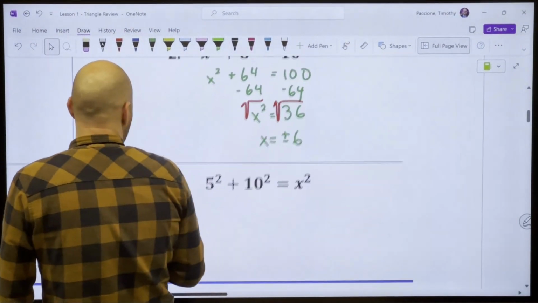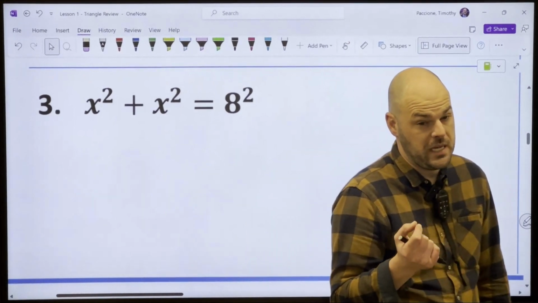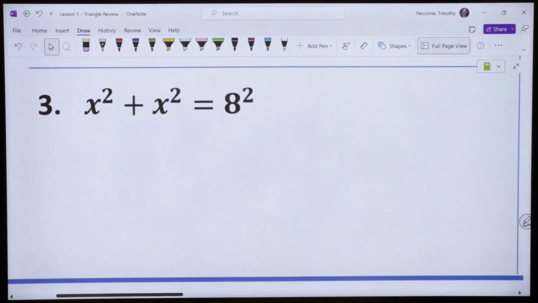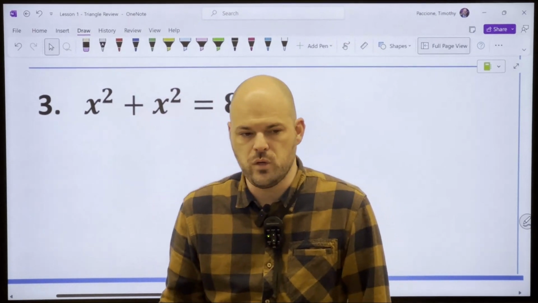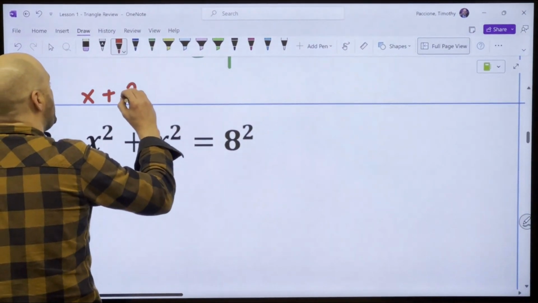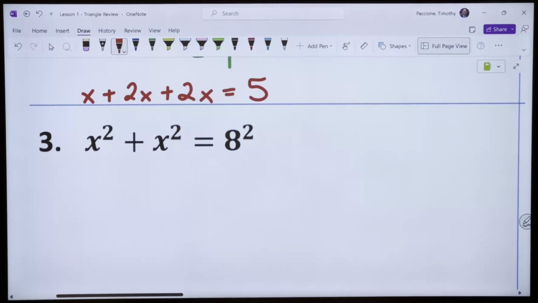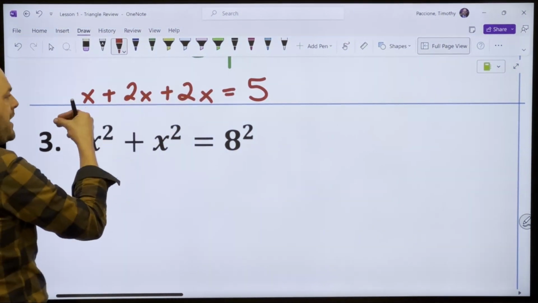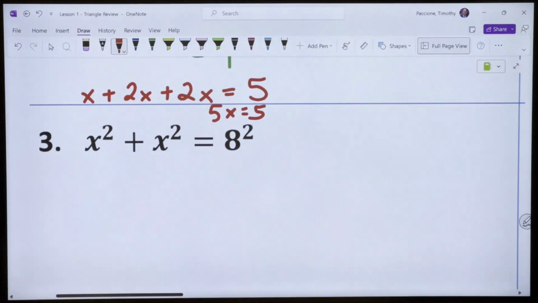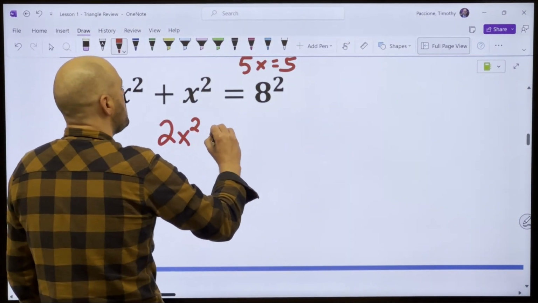Okay, moving along. This next one: x squared plus x squared equals 8 squared. So if I'm supposed to get x by itself, do I just square root the whole thing right now? Yes, exactly. We haven't talked about this in a while, but you always simplify before you solve, right? Like if I had x plus 2x plus 2x equals 5, I wouldn't start trying to figure out what x is until I combine all these like terms. That's 5x equals 5. Oh, okay, now I divide each side by 5, right? You bring it all together first if you can. Combine your like terms. And these are like terms, x squared and x squared. That would be 2x squared equals 64.